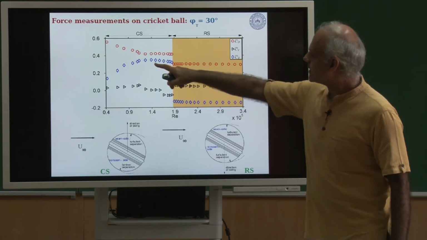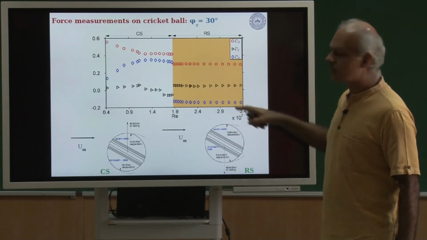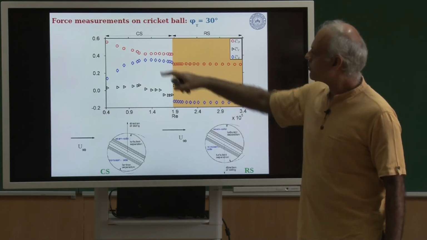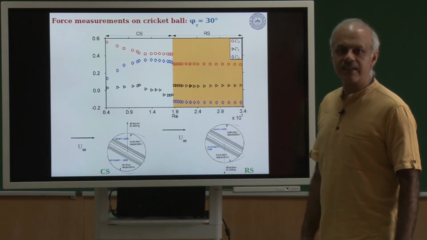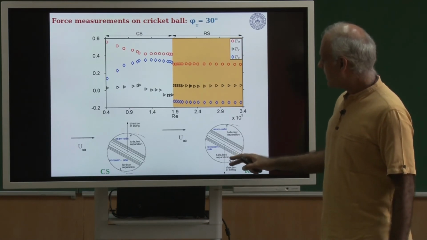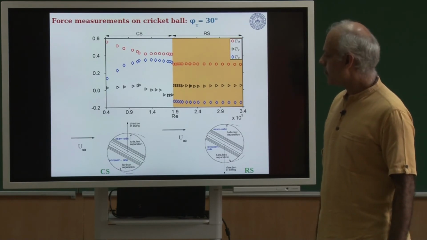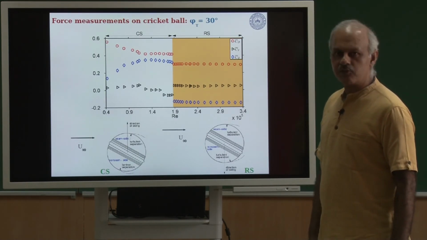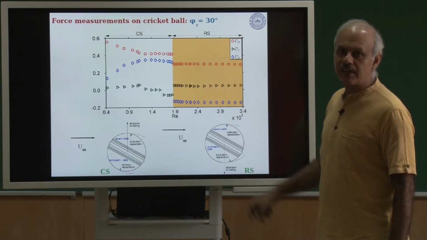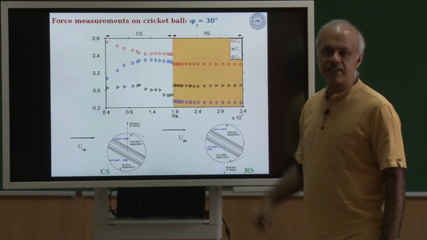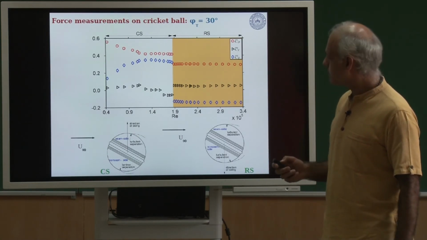An interesting aspect is that the coefficient of swing is much larger than the coefficient of reverse swing. You can see this goes up to almost 0.3 or 0.35, whereas this one does not even touch negative 0.2. So in general, the coefficient of reverse swing is going to be smaller than the coefficient of swing. But don't worry, the force is proportional to u squared. So when you are reverse swinging, the speed is much larger. So u squared here is going to be much larger than the u squared in the swing, and therefore it kind of makes up.